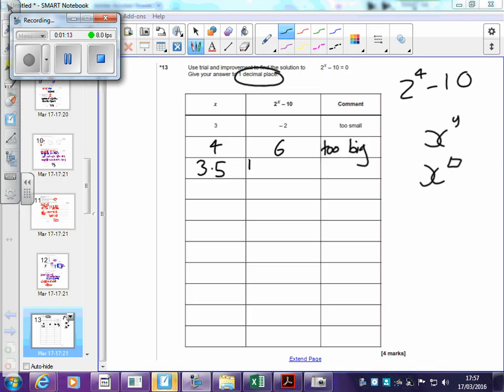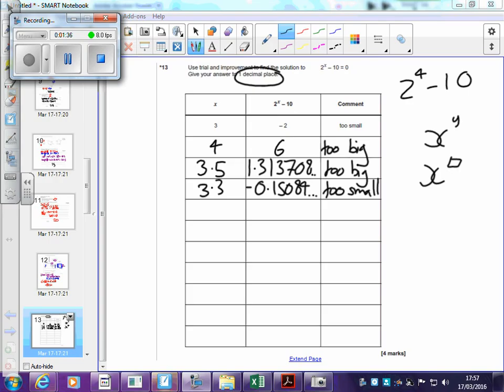That gives me 1.31378... Again, that is too big, so I want something smaller. I'm going to go for 3.3, and I'm just using the replay button to go back and change it to a 3, and I get minus 0.15084, etc., which is too small.